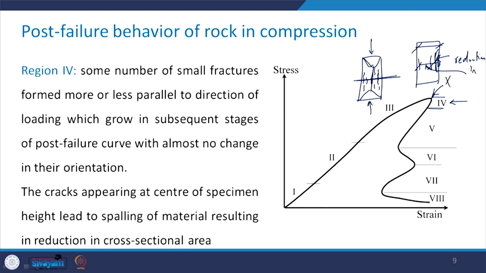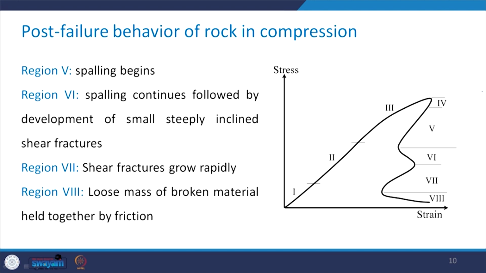in the cross sectional area, and because of that, the spalling will keep continuing in region 5. And you can see that there is going to be a drastic reduction in this stress. Why is this so? Because of the spalling, there is going to be a reduction in the cross sectional area.